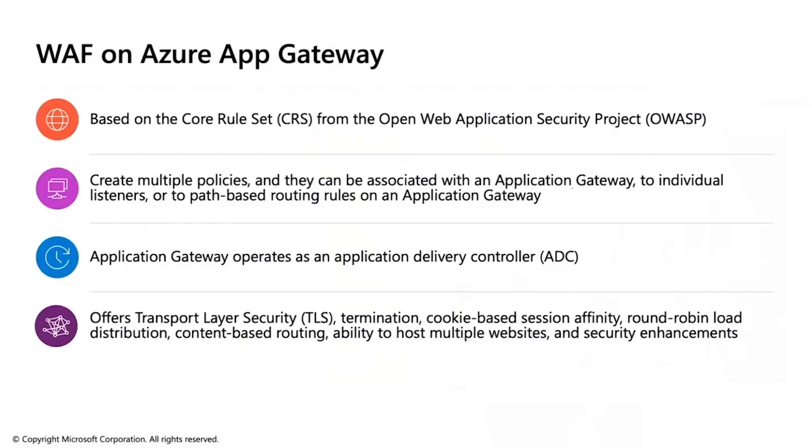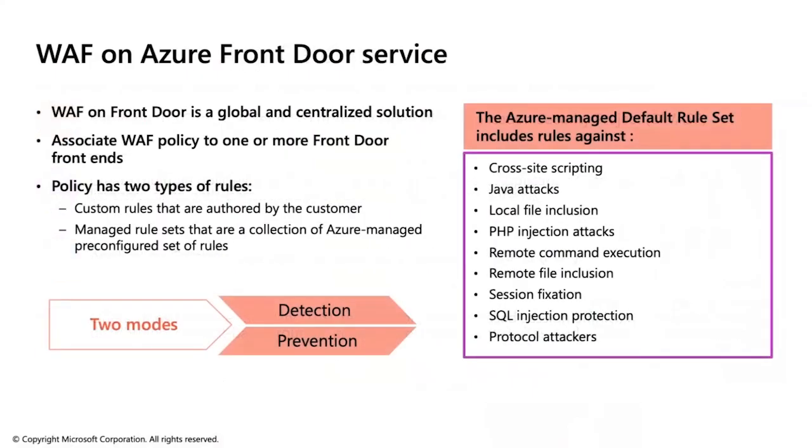Now here, Front Door is a global and centralized solution. We can enable WAF on Front Door. If your application instances are distributed in different regions, you can consider using Front Door, and there you can use this WAF, Web Application Firewall. Definitely here we have to create a policy, a common rule set, and custom rules that you can create. And basically we can select between two different modes, detection and prevention. These are two different modes in WAF when you are going to use this in Azure Front Door.